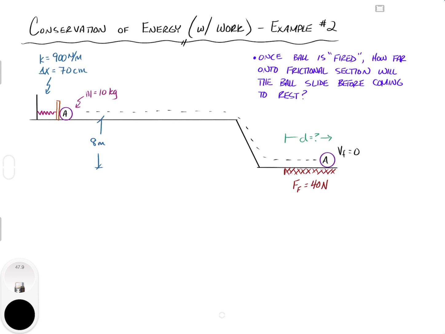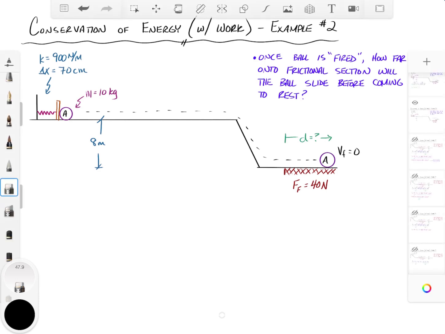that energy away? As it starts to slide across that frictional section, it will slow the object down, convert that energy into things like heat and sound, which are non-mechanical forms, and that ball will eventually deplete all of its mechanical energy and come to rest. We want to know exactly how far from the front of that frictional section that ball is going to slide.